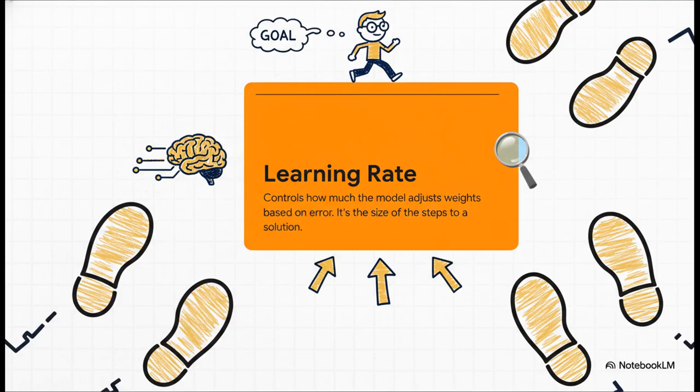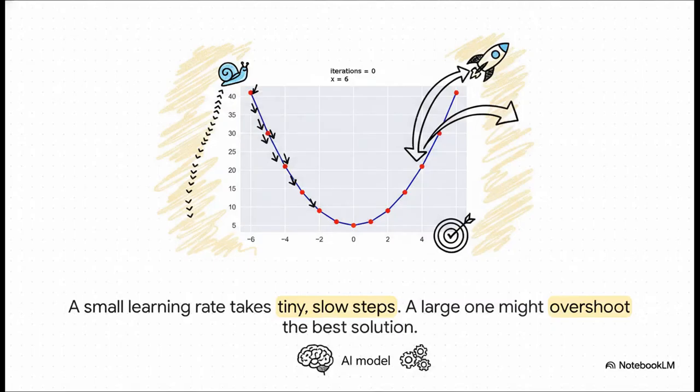The learning rate controls just how big of an adjustment it makes. It's literally the size of the steps it takes as it tries to find the right solution. And this animation shows you the problem perfectly. The goal is to get that dot to the very bottom of the valley. That's the point of lowest error, the best solution.